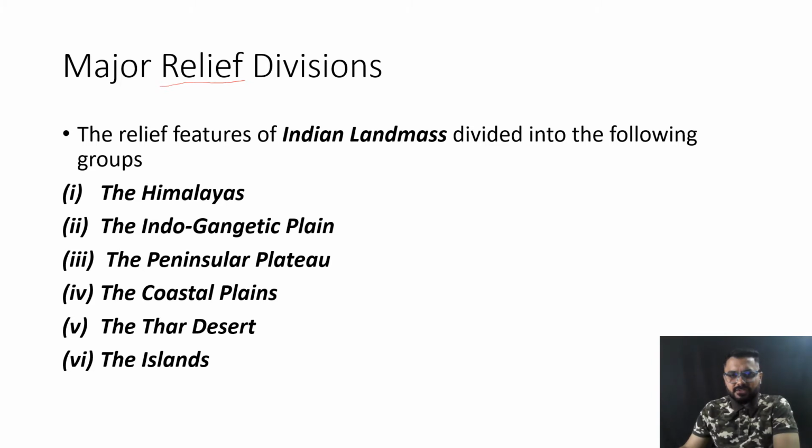So the relief features of the Indian landmass, for convenience, have been divided into six types. They are: number one, the Himalayas; number two, the Indo-Gangetic Plains; number three, the Peninsular Plateau; fourth, the coastal plains; five, the Thar Desert; and the sixth one is the islands of India. So that is how the landmass of India is divided into six types, children. Let us discuss each of them in detail.